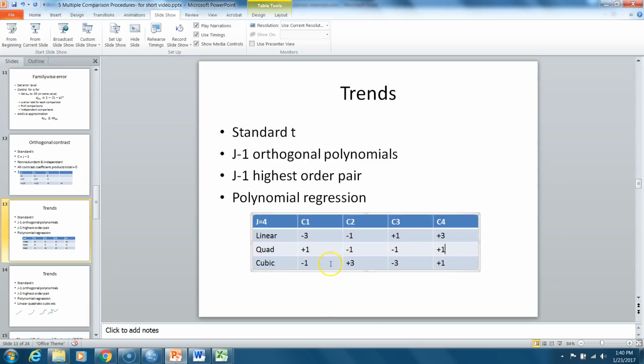There's one bend in that. For our cubic trend, we're going from minus to plus to minus to plus. There's 2 bends in that equation. So we have a linear trend, a quadratic trend, and a cubic trend. This is just one example of how to code for that. And we'll do more in class.